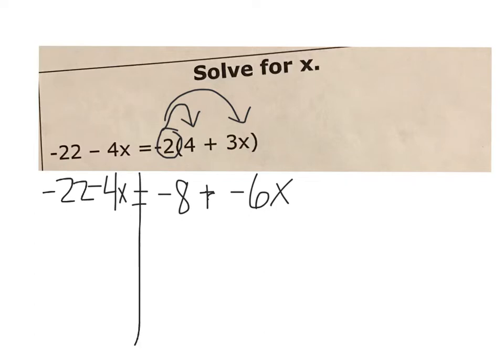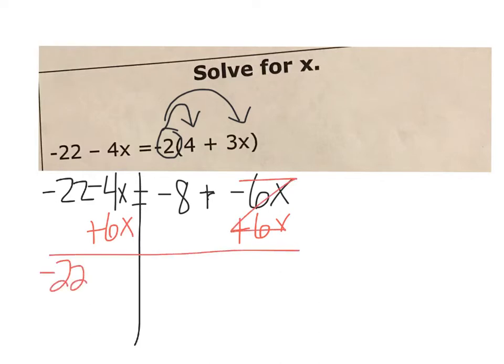Your next step would be to take care of your x's. We've got -6x here, so we would do plus 6x, plus 6x. This zeroes out. We bring down our -22. -4x plus 6x equals +2x, and then you bring down your -8. So you've taken care of your x's.